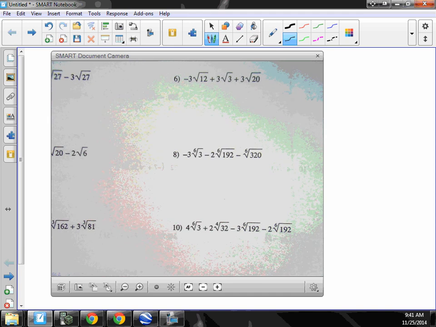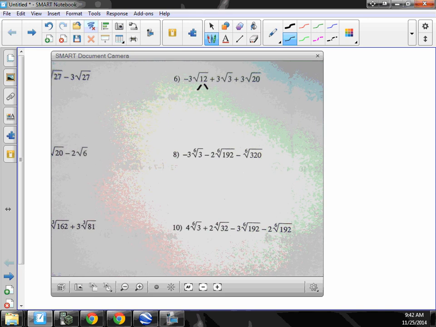So here, can I add those together? Not in their current form, because all of the roots are different. It's like having 3x, 3y, and 3z. So I'm going to simplify the square roots and see if any of them match.